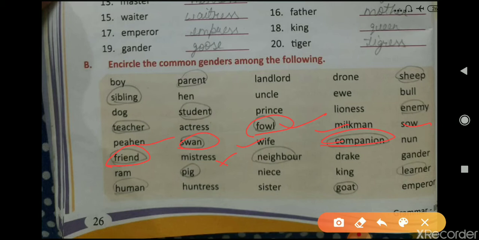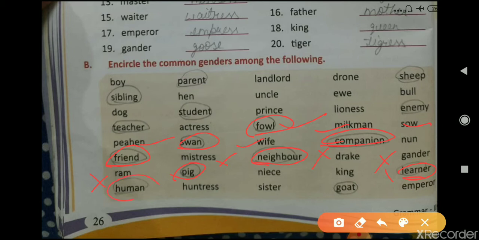Mistress is not a common gender. Neighbor is a common gender, so circle this one. Drake is not a common gender. Gander is also not a common gender. Ram is also not a common gender. Pig is a common gender, circle this. Learner is a common gender, circle this one.